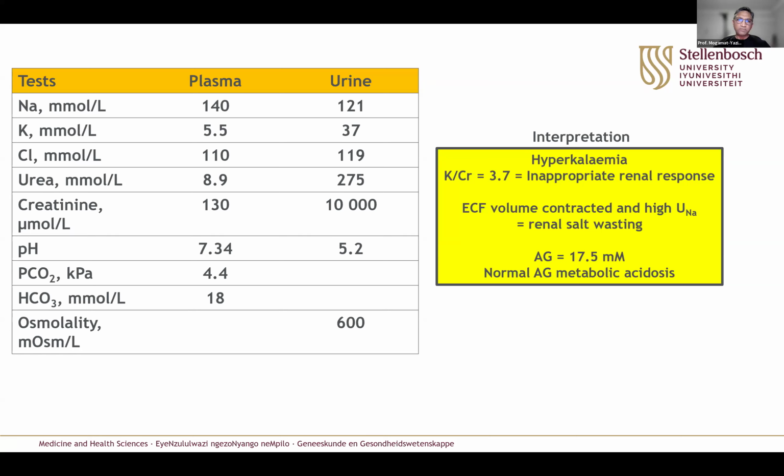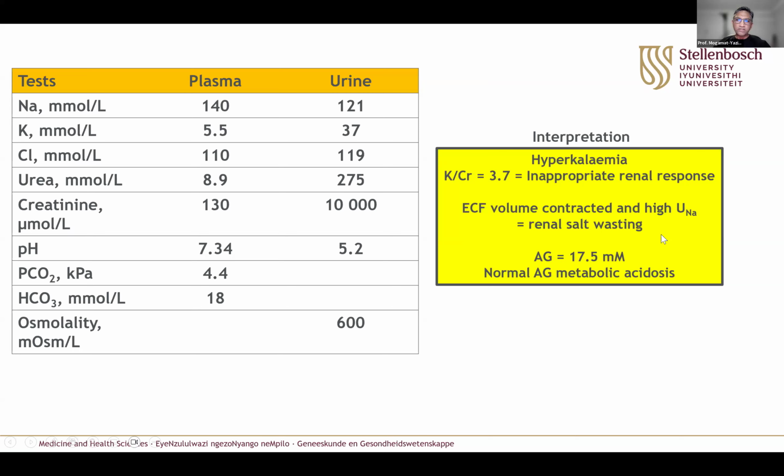And the ratio of potassium to creatinine in the urine in the face of hyperkalemia should be more than 20, indicating an appropriate renal response. As we can see, in our case, the potassium to creatinine ratio in the urine was 3.7. So it was substantially less than 20, and this indicated an inappropriate renal response in the face of hyperkalemia, meaning the cause of the hyperkalemia was related to a kidney problem.